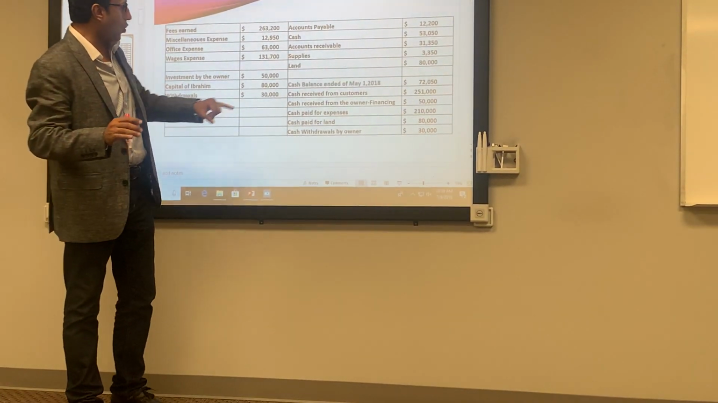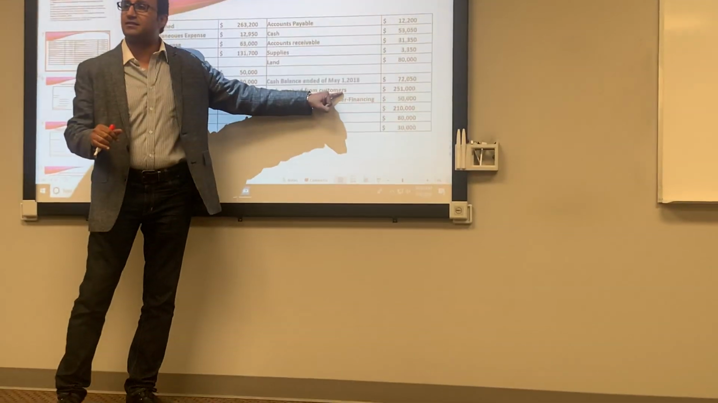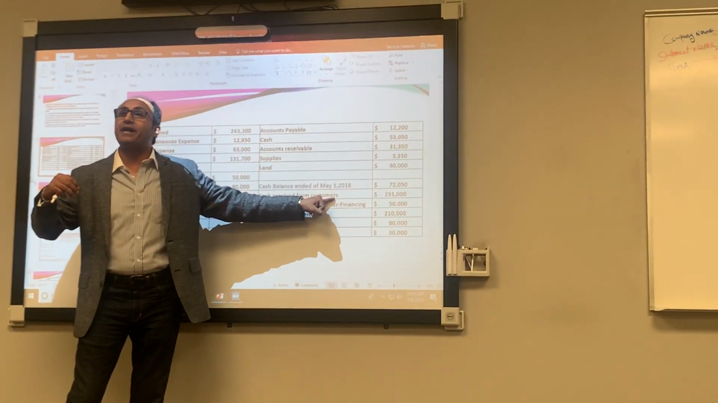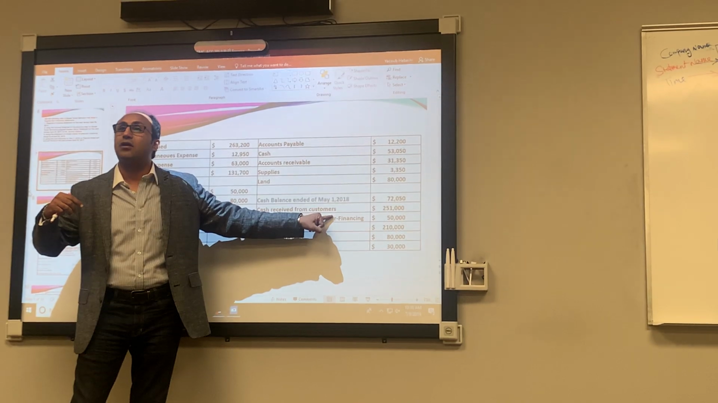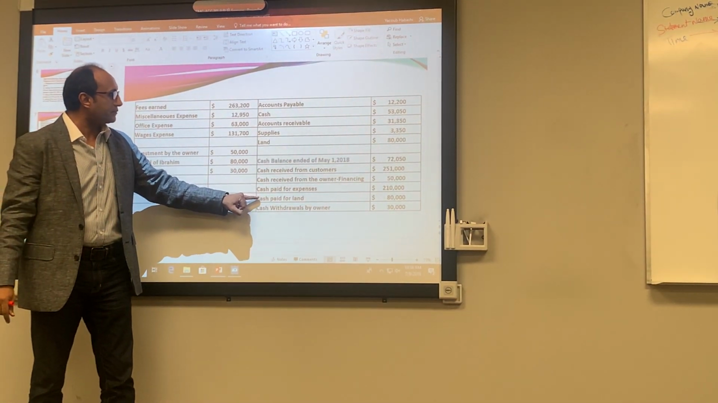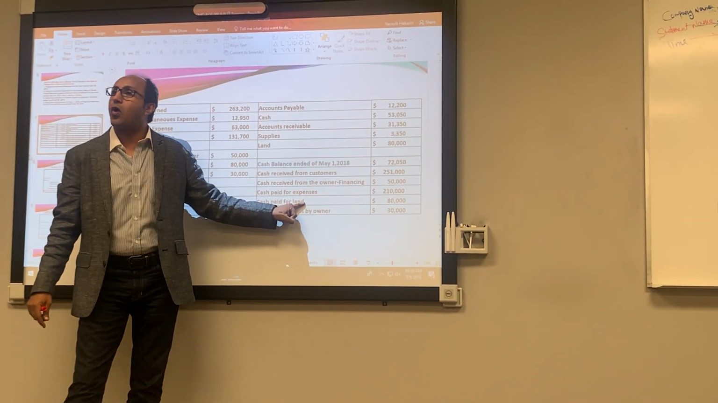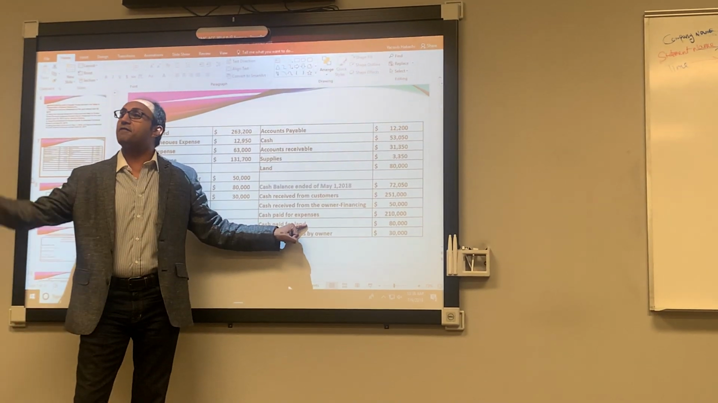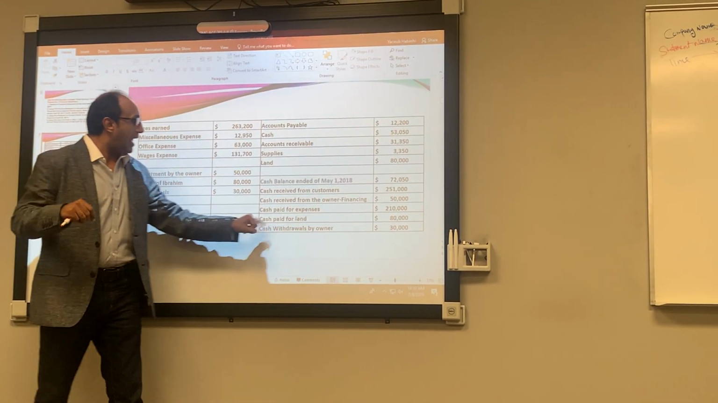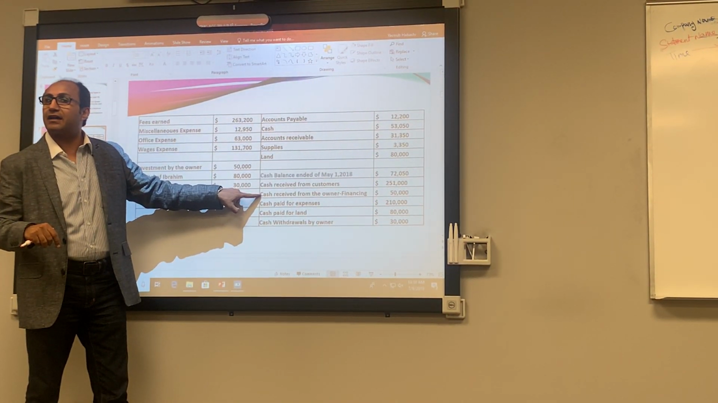So here, first one, I will use receipts from the customers, because money is coming into my business, this represents operating activities. This data, cash paid for land, represents investment activities, and this one is for financing activities.